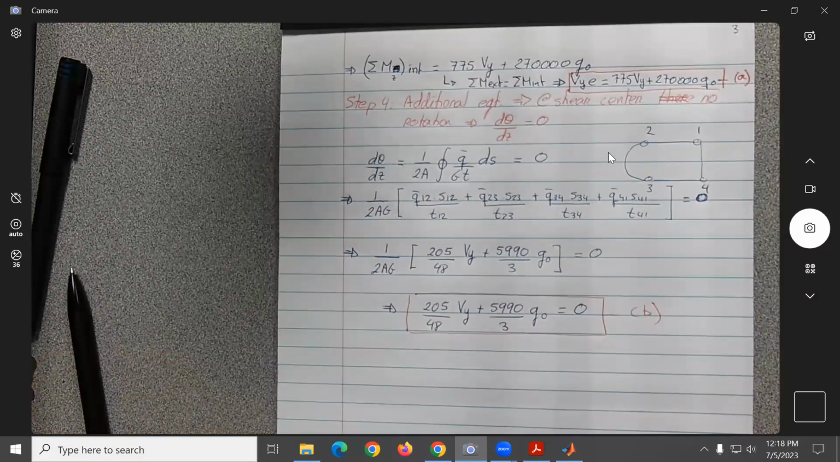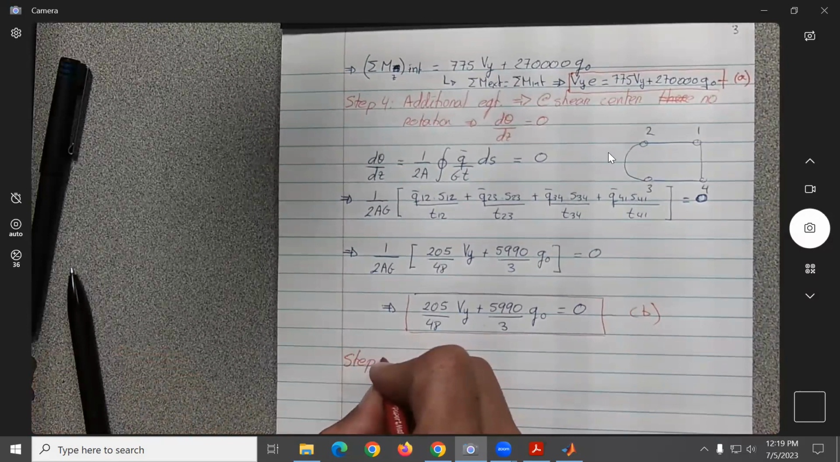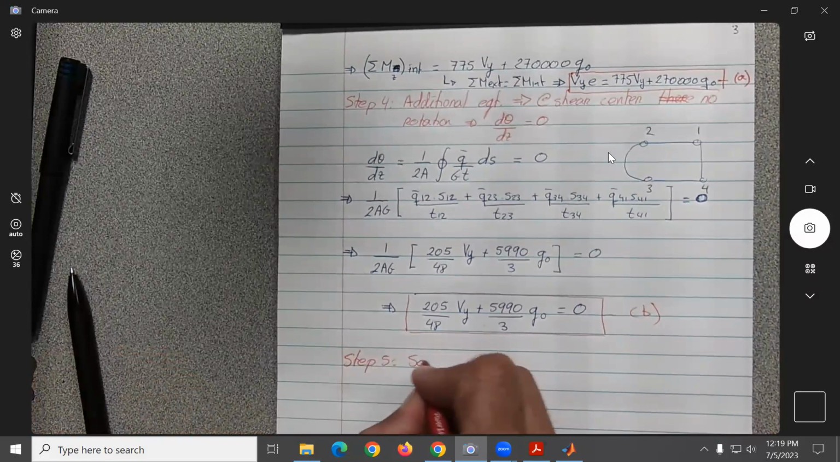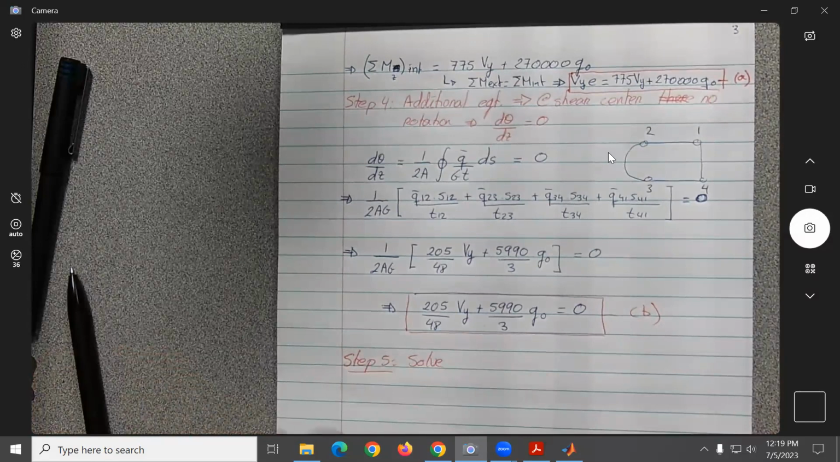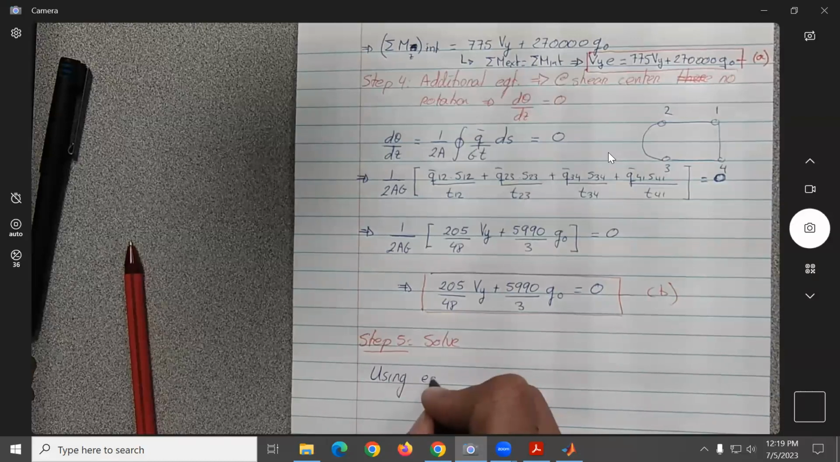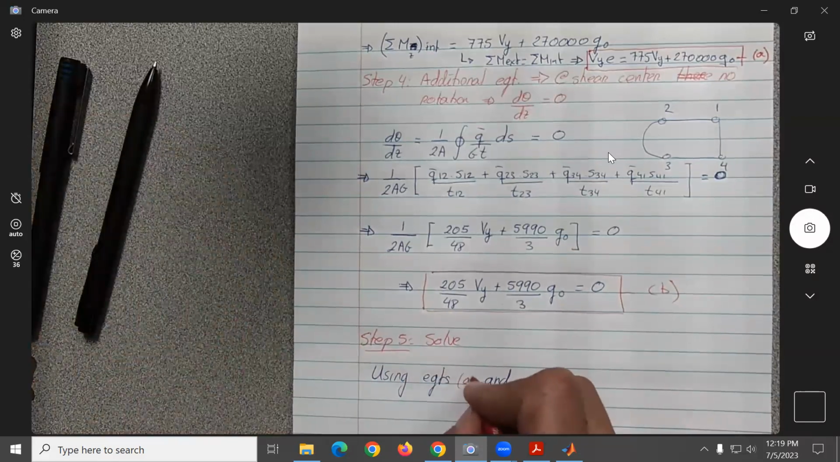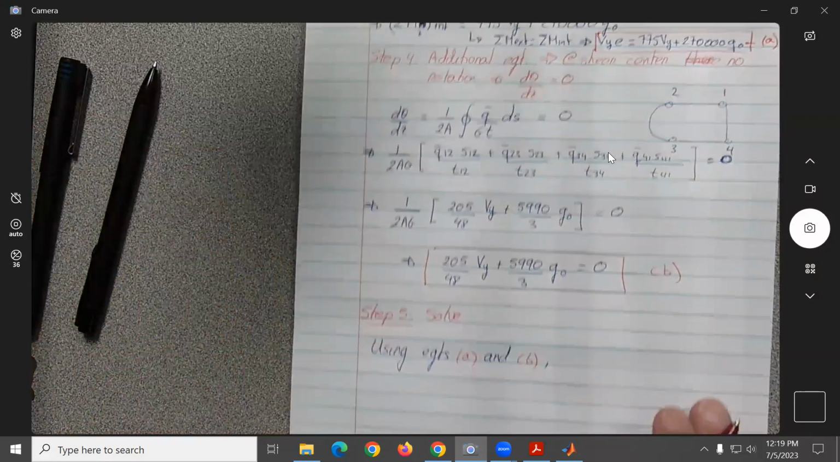Sorry for that. Forgot that one. Okay. Now what should be step 5? I mean, generally the solution will be what? Solve, no? Okay. So let's say using or combining equations A and B.